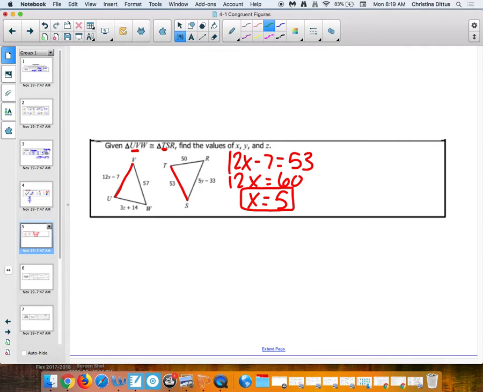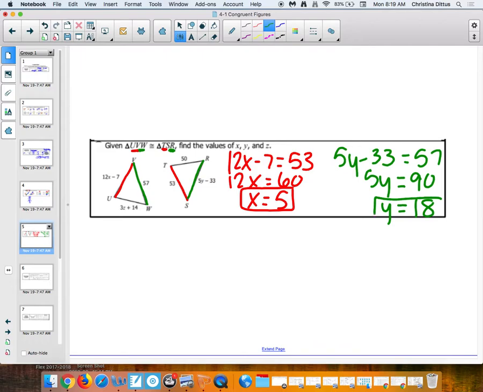That's fine. Y is a part of RS. RS or SR is going to match VW. VW is 57. What should I do? Set them equal. So we've got 5y minus 33 equals 57. From there, I'm going to add 33, and we get 90. So y is 18.